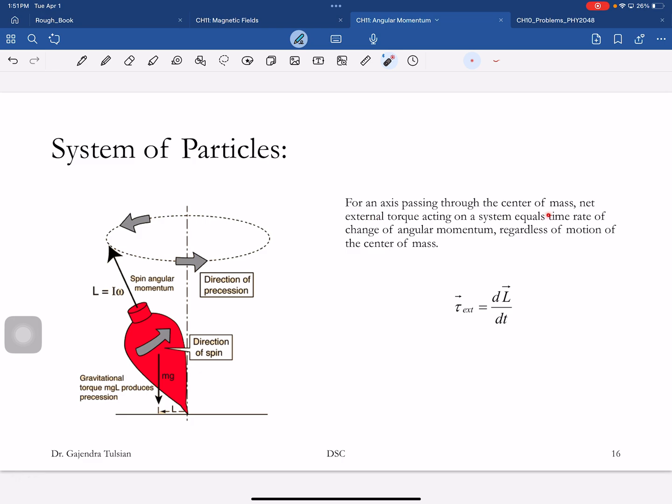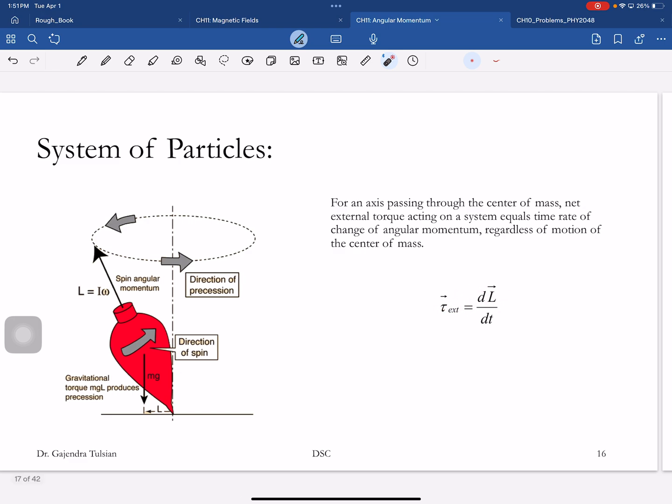For an axis passing through the center of mass, the net torque acting on a system equals the time rate of change of angular momentum regardless of the motion of the center of mass. As long as you're calculating everything for an axis passing through the center of mass, this will always apply.